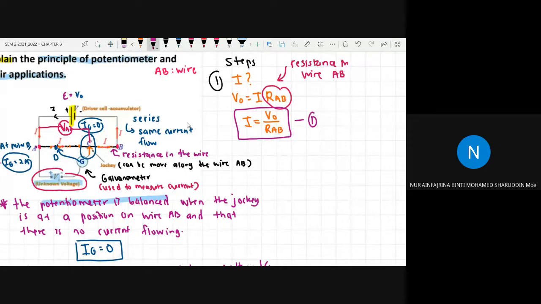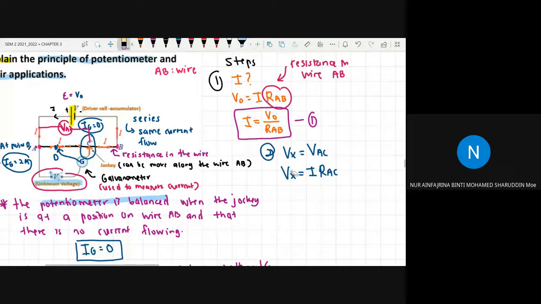Okay, second step. Second step is you already know when the reading of your galvanometer is 0 at certain point, at what point? Contoh macam kat case ni adalah point C. Maksudnya your potential meter is balanced. So meaning your unknown voltage, your Vx is the same as VAC. Maksudnya your unknown voltage adalah sama dengan you punya VAC. Dan sama juga macam mana Miss nak cari current, boleh pakai Ohm's law juga.